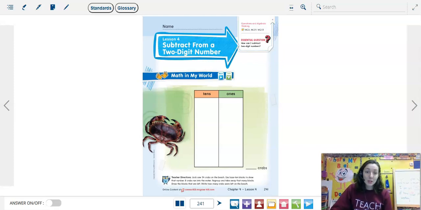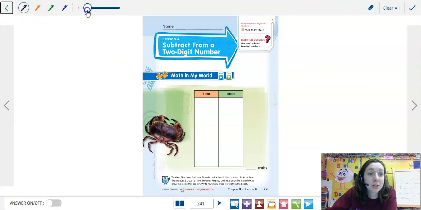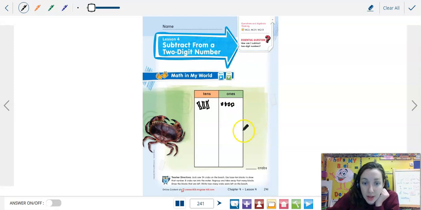It says Jack saw 34 crabs on the beach. Use base 10 blocks to show that number. Remember, base 10 blocks are our sticks for 10 and cubes for 1, just like we've been working with. So 34 has 3 10s and 4 1s. So that's 34.